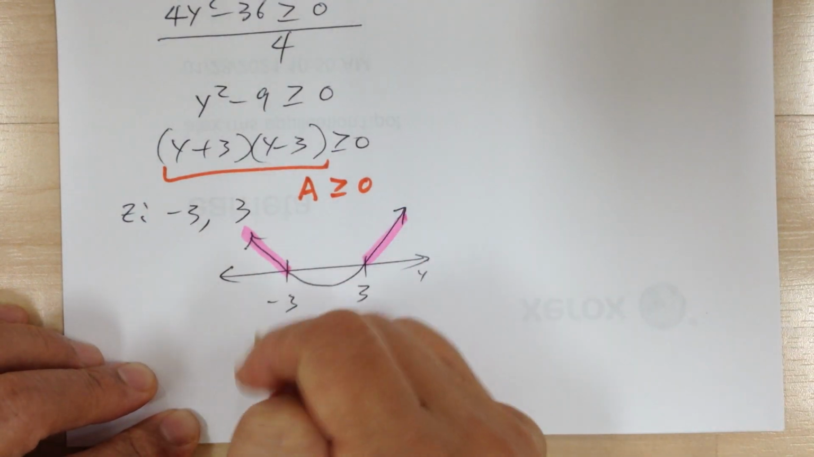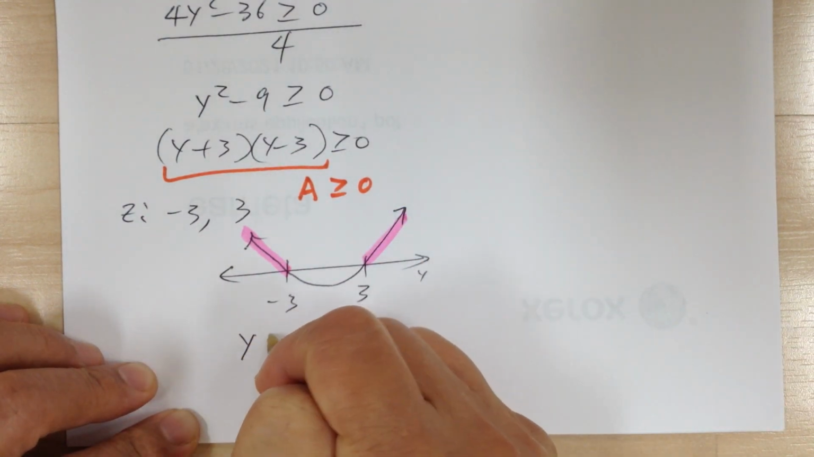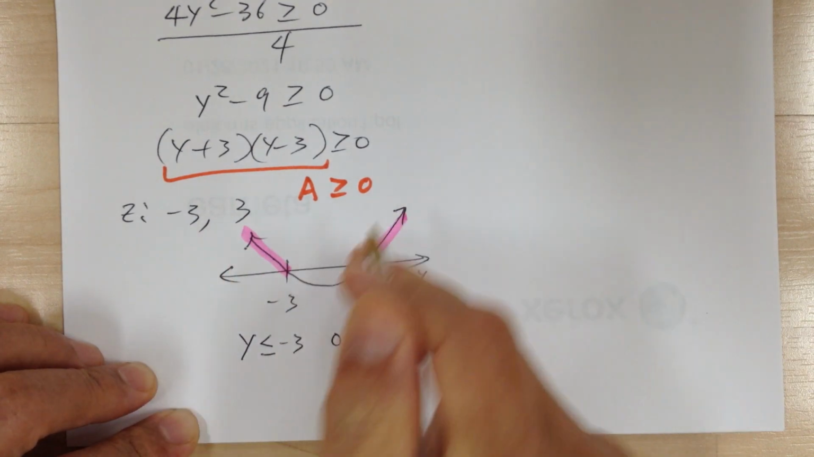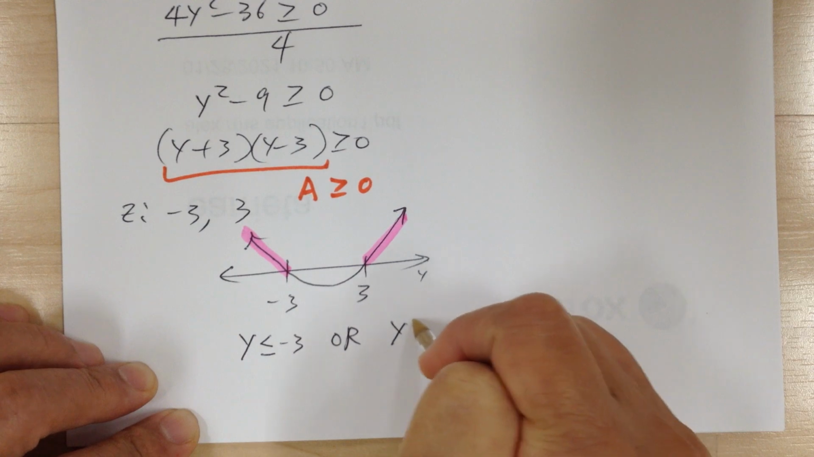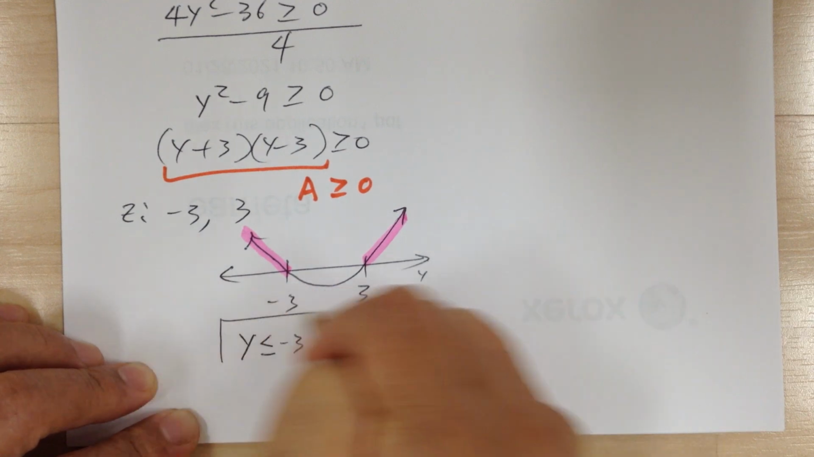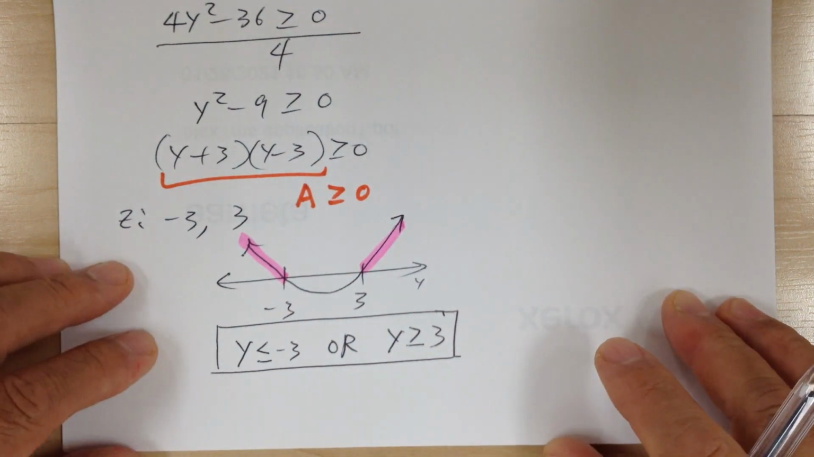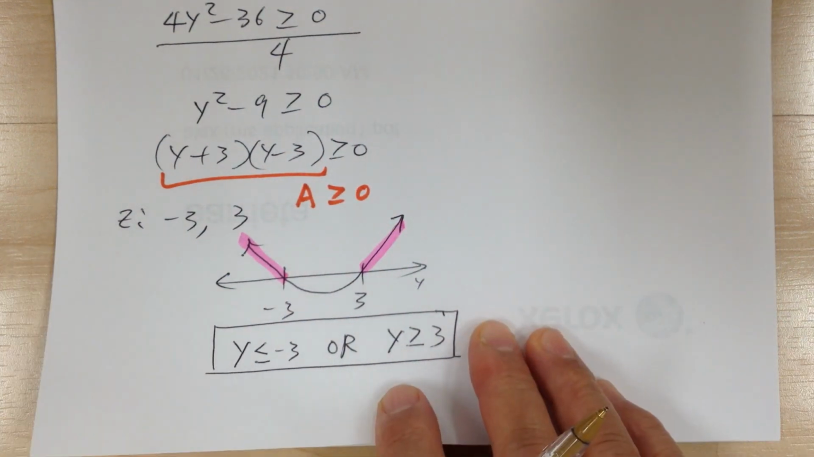Okay, so for this part, you're going to get y is less than or equal to negative 3, or, right, when you have two different parts, you need to have an or. y is greater than or equal to 3. Okay, so you can be flexible with the variable you're using. Don't always get stuck with x and the y. Okay, let's go to the next one.